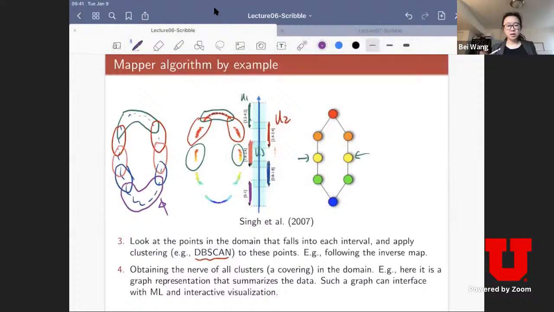And the last bit is that, given this, I have a summary of my point cloud, a graph that contains eight nodes and a number of edges connecting them. I know that I have captured this loop, but what else can I do down the road is that, remember, each node here is a cluster of points from my data set. So you can actually now do things like machine learning on this subset of points. For example, you can do linear regression, you can do visualization, and so on and so forth, right? So on the high level, a mapper algorithm is a function-induced clustering.